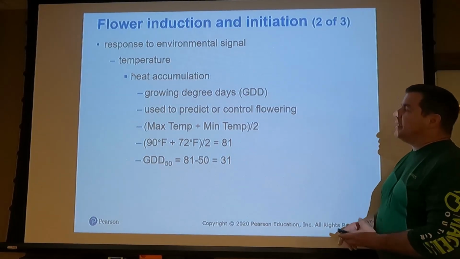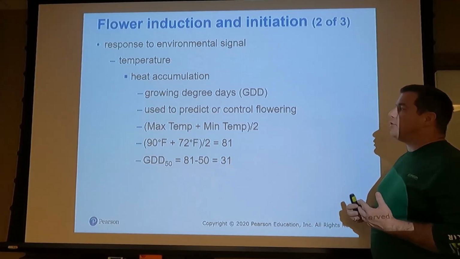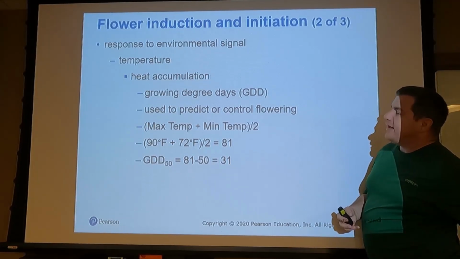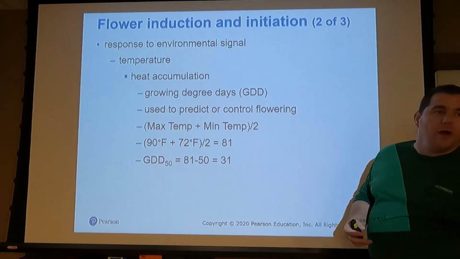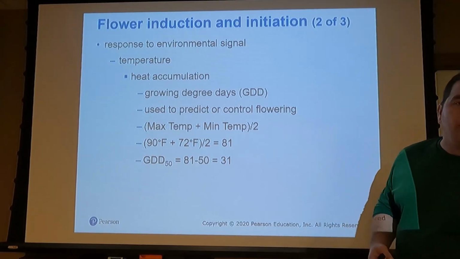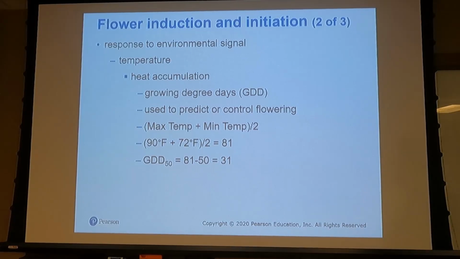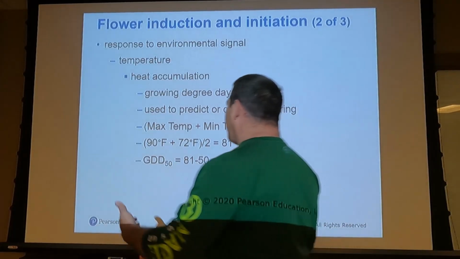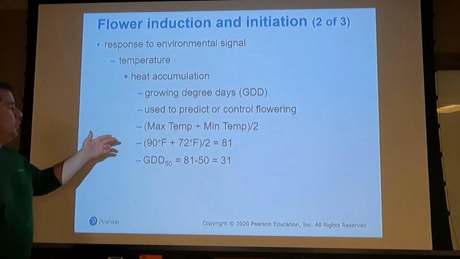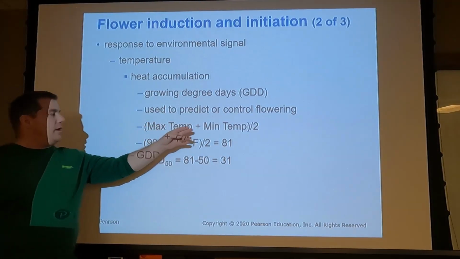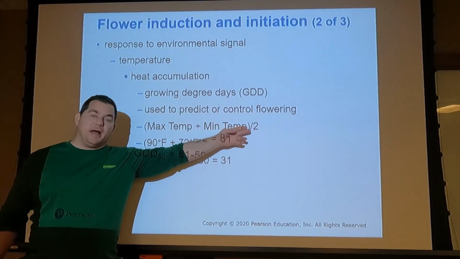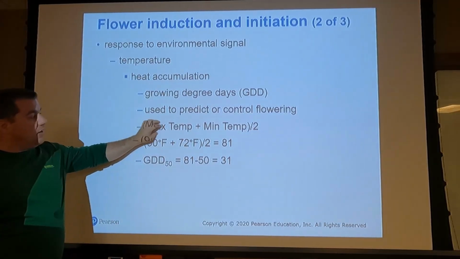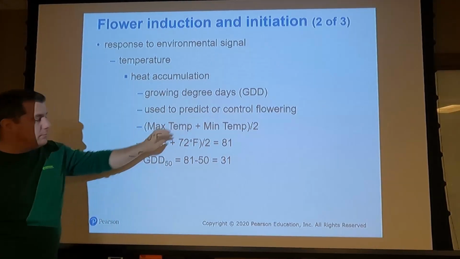So our heat accumulation, you might have heard the term growing degree days. This is how we can kind of estimate what growth stage our plants are going to be at. And so growing degree days are calculated very easily. We take the max temperature plus the min temperature and divide by 2. So this is the mean temperature of the day.